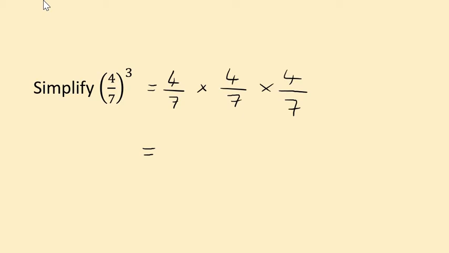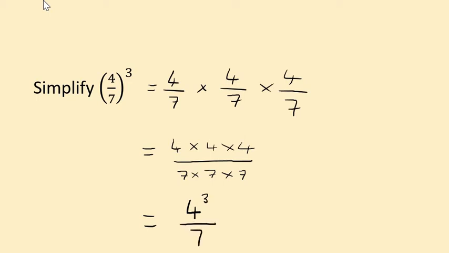Now if you think back to how to multiply fractions out, this will come to 4 times 4 times 4 on the top, and 7 times 7 times 7 on the bottom. And then let's simplify that nicely now. We could write that as 4 cubed over 7 cubed. So 4 over 7 all cubed is equal to 4 cubed over 7 cubed.